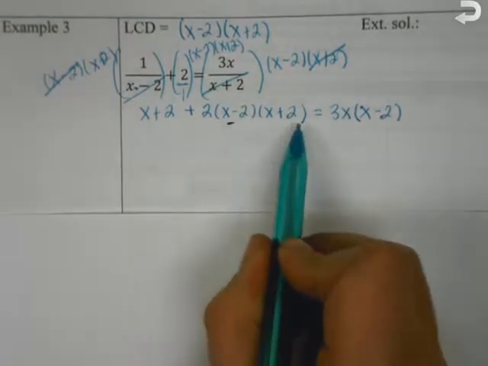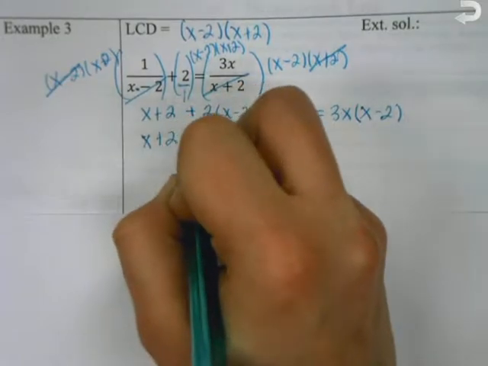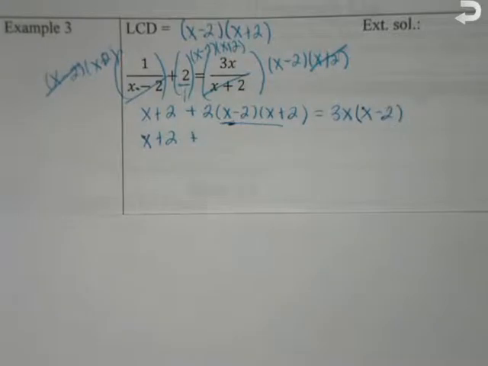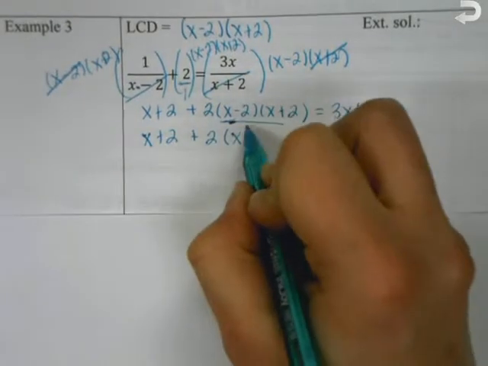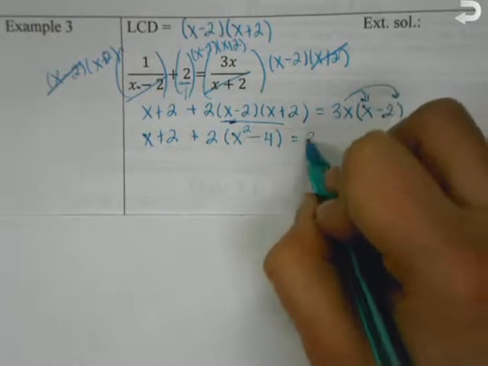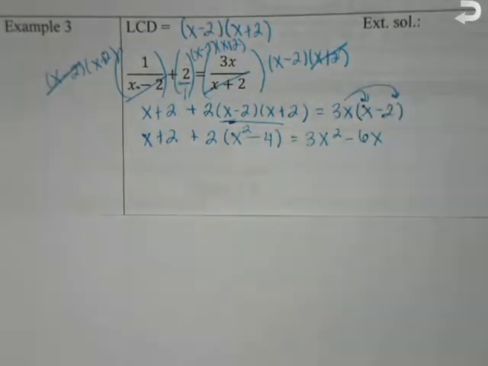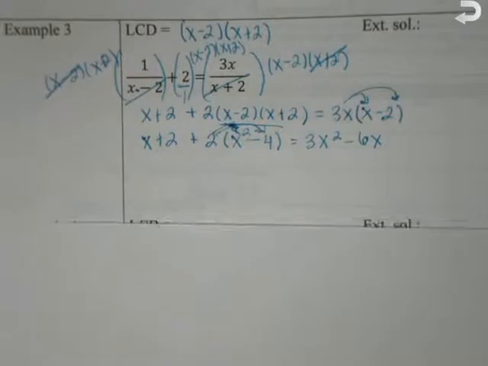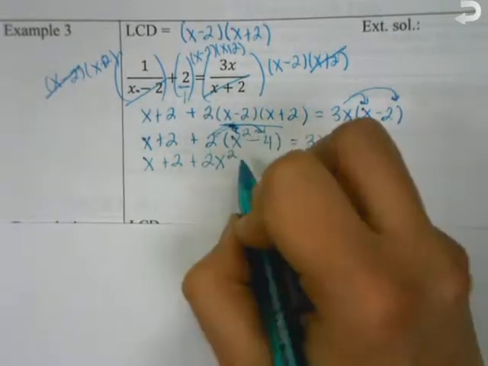So this is going to be x plus 2 plus, and then I'm going to FOIL here first because, what do you guys notice? x plus 2 times x minus 2. How would that FOIL out? x squared minus 4 equals 3x squared minus 6x. So then you can distribute the 2. So that's x plus 2 plus 2x squared minus 8 equals 3x squared minus 6x.